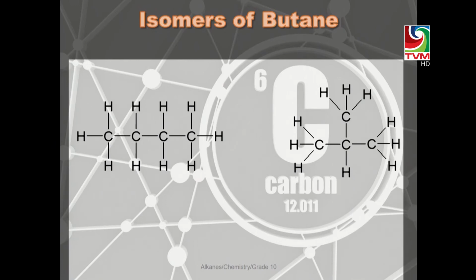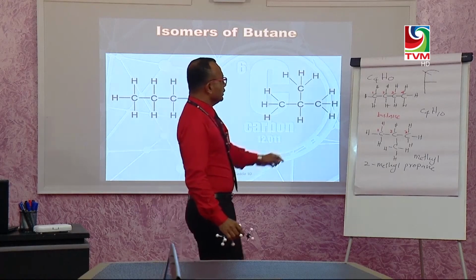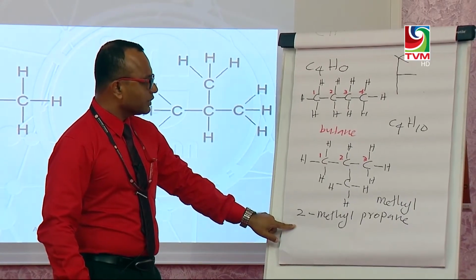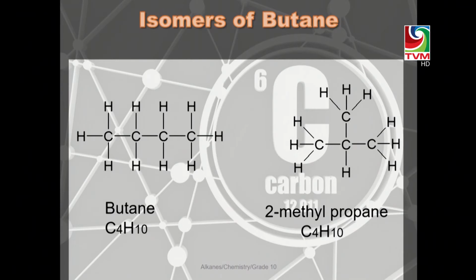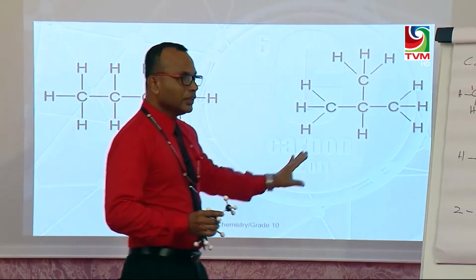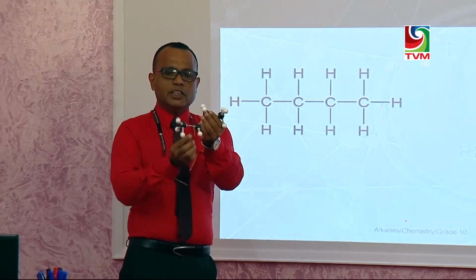First one, the linear structure, butane. The second one, 2-methyl propane. So, you may see these two are isomers and these two are on the display. This is butane, this is 2-methyl propane.